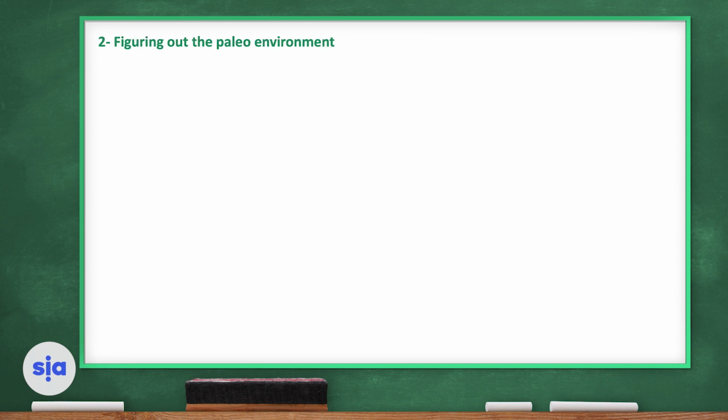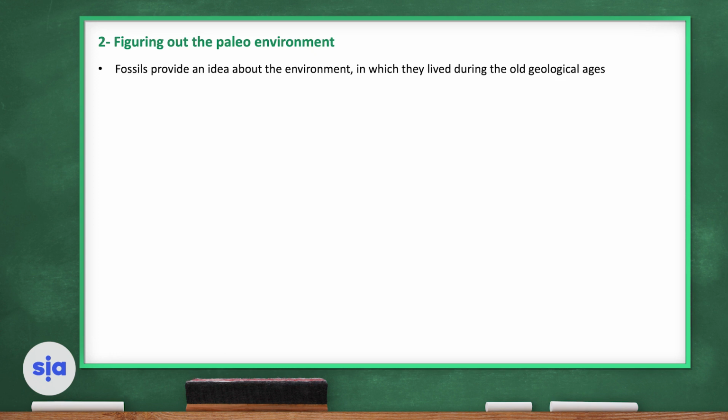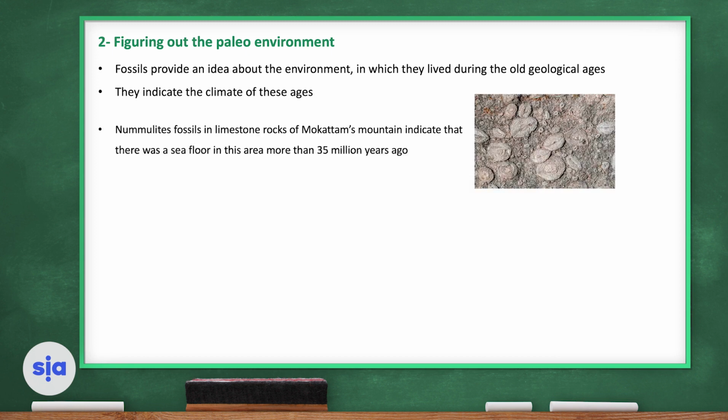Figuring out the paleo environment. Fossils provide an idea about the environment in which they lived during the old geological ages. They indicate the climate of these ages. Nummulites fossils in limestone rocks of Muqattam Mountain indicate that there was a sea floor in this area more than 35 million years ago.